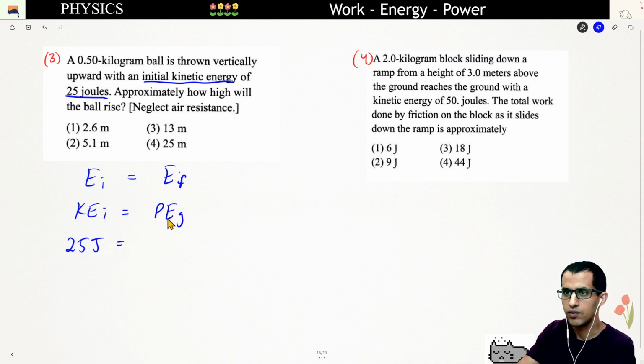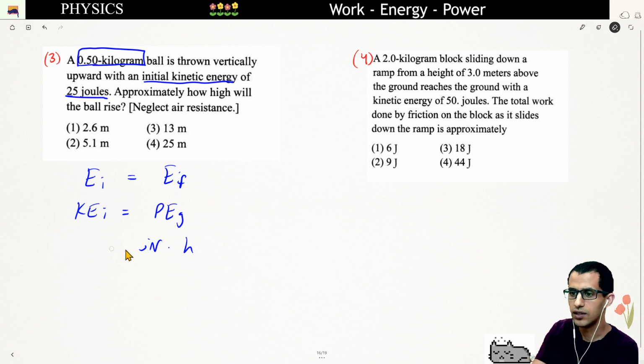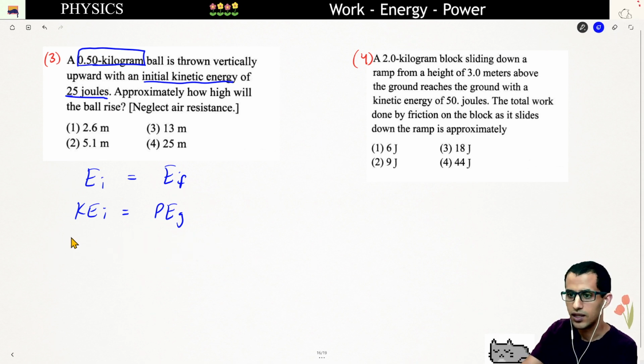And the gravitational potential energy is mgh, where m times g is going to be the weight of this object, which is going to be 5 newtons, times h. And so we're solving for h. Actually, maybe I should show the steps here. The full equation is kinetic energy is equal to mgh.